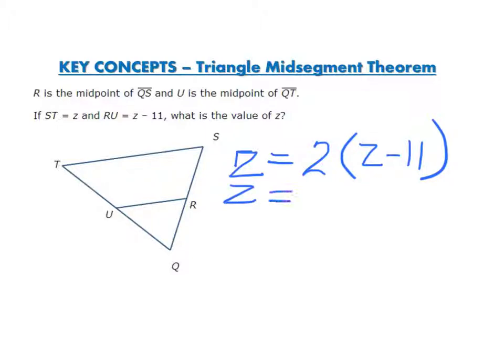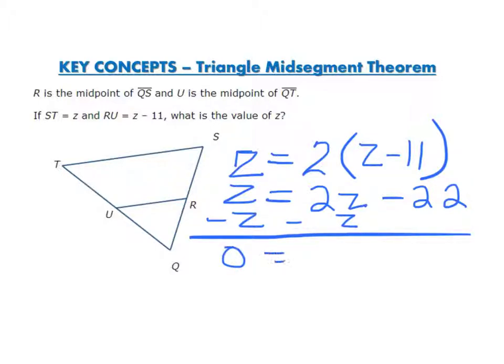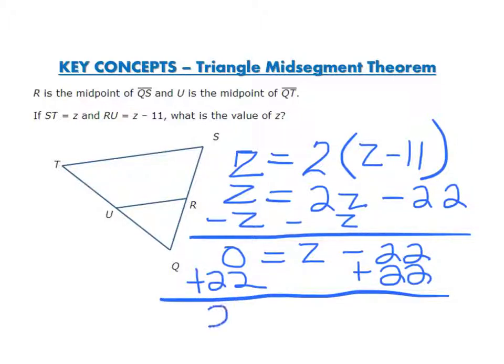When I use the distributive property, I get 2Z minus 22. If I subtract 1Z from both sides, I get 0 equals Z minus 22. Add 22 to both sides, and find out 22 equals Z. Half of 22 is 11, so 22 minus 11 is 11, so I know that 22 is the correct answer for Z.